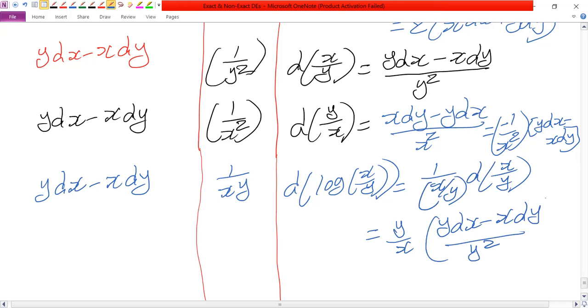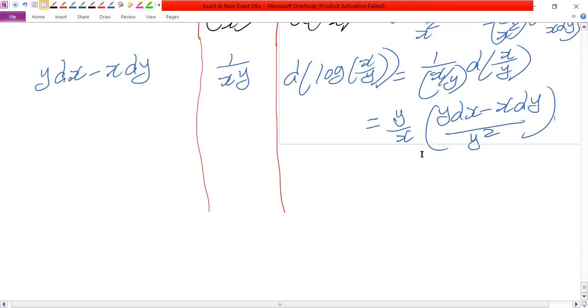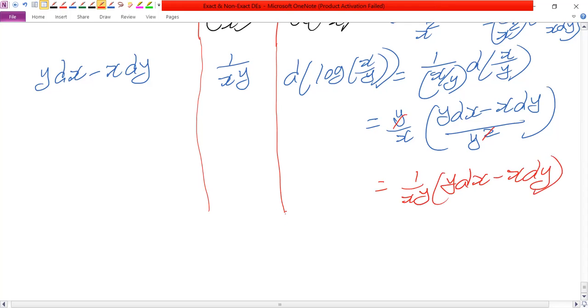If we do simplification here, then what we are going to get, so this y gets cancelled with the square, then we are going to get 1 by xy into y dx minus x dy. This is the thing. And one more integrating factor I'm going to give you for the same group of terms, y dx minus x dy. The group integrating factor is 1 by x square plus y square.